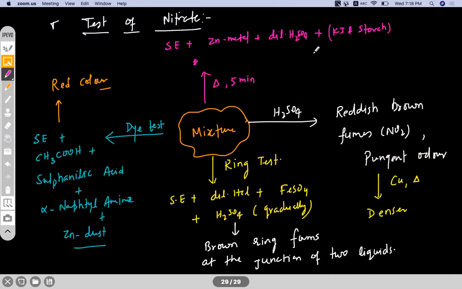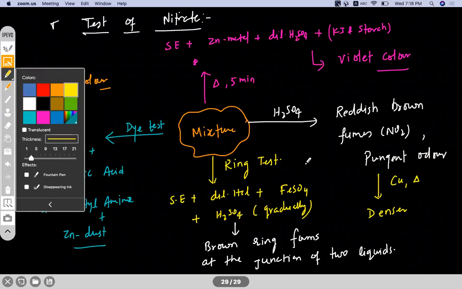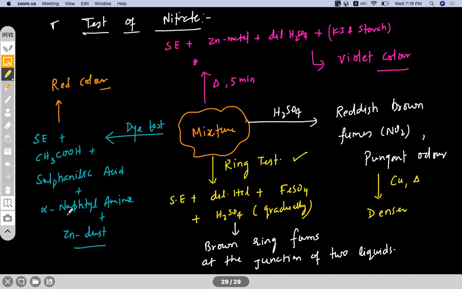So in this entire process, the result that we get, the color changes to violet, which confirms the presence of iodine here. So these are the tests we have over here. Only one is important in this summit, which is this ring test. Copy this down.